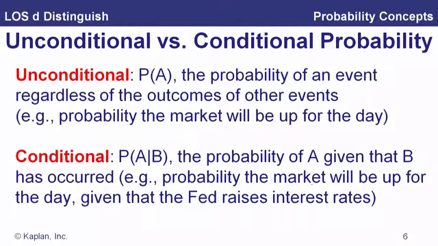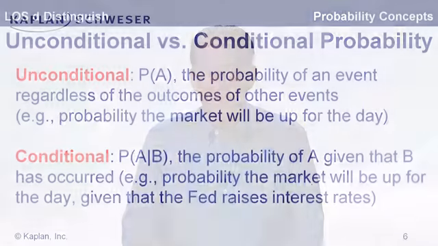Now, conditional probability is the probability of an event given that some other event has occurred. So we read that vertical line there as given. So we say the probability of A given B, or given that B has occurred. So if, as an example, we've got the probability the market will be up for the day given that the Fed announces an increase in interest rates, that's going to be different here from the unconditional probability.